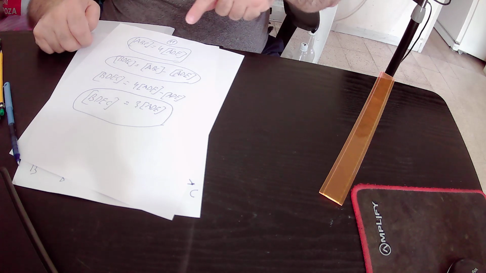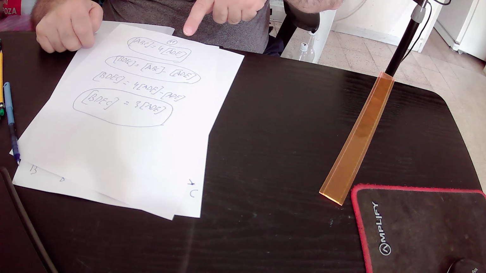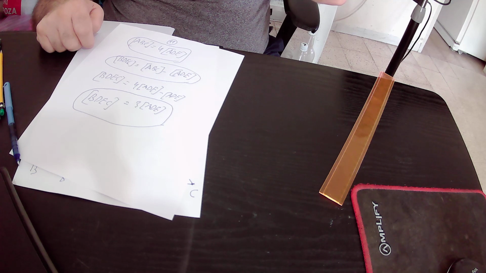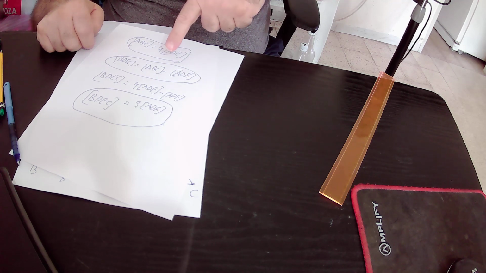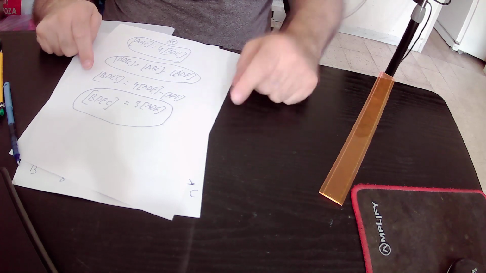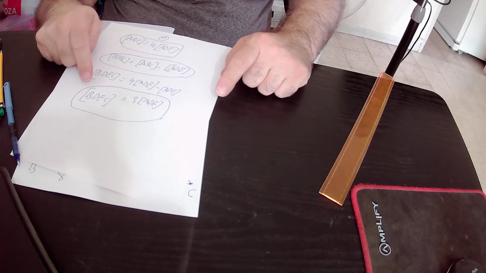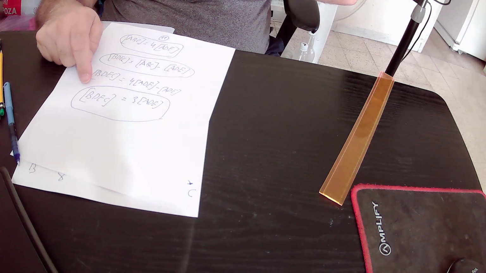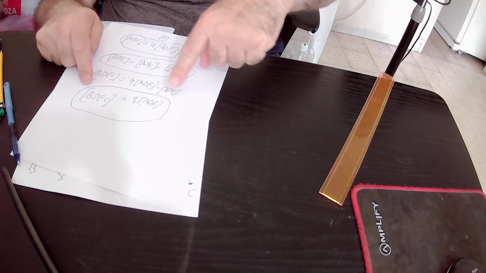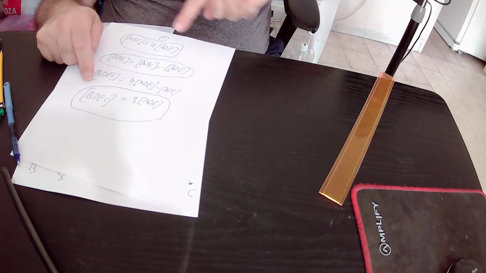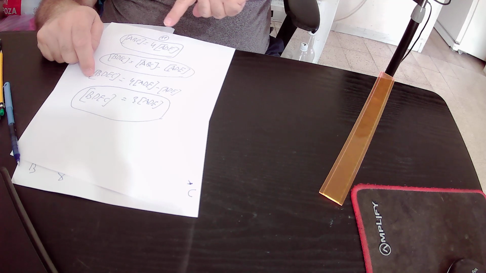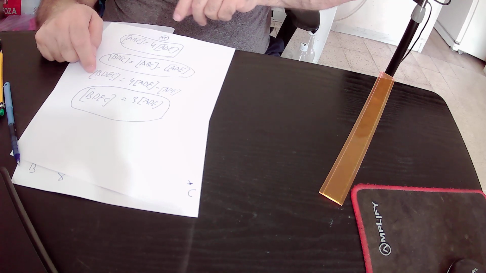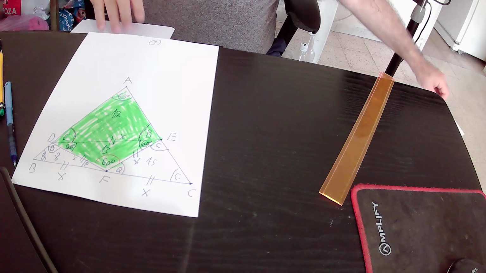But we have already found out that the area of triangle ABC equals 4 times the area of triangle ADE. So we can substitute the area of triangle ABC by 4 times the area of triangle ADE. And we found out that the area of quadrilateral BDEC equals 3 times the area of triangle ADE.